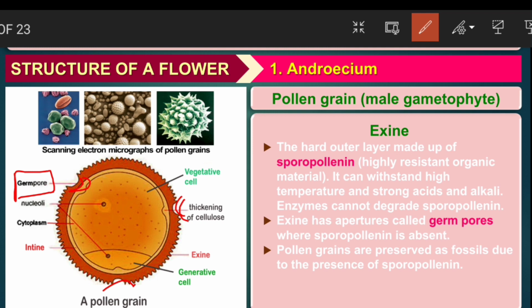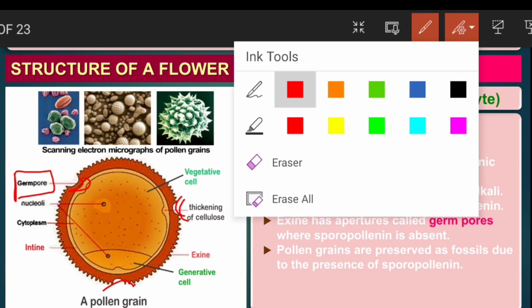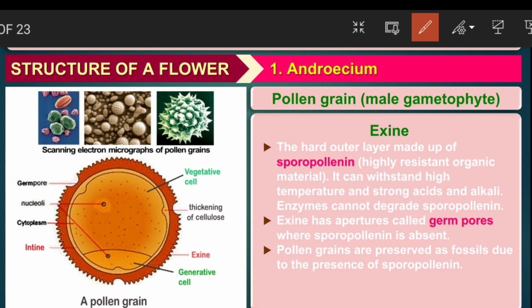Now, what is the germ pore? During fertilization, the pollen tube arises from the germ pore. So this is the main function of the germ pore. Here the pollen grains are preserved as fossils due to the presence of sporopollenin. This is a very important point. Many times a 1 mark question may be asked: the pollen grains are preserved as fossils due to the presence of what? Sporopollenin.